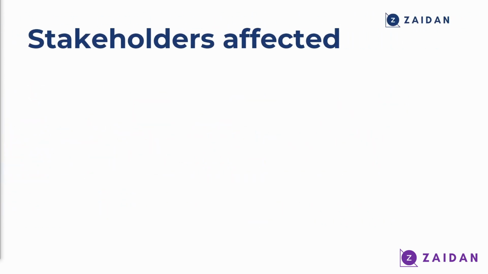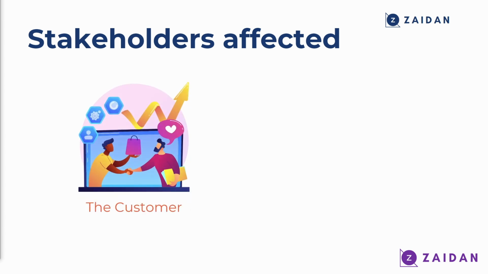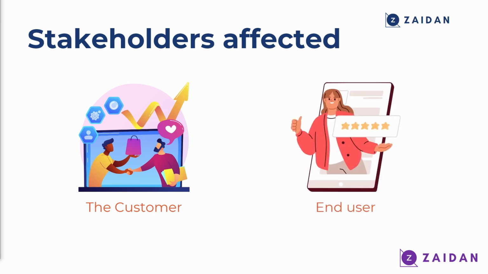Now let's look at stakeholders who are affected by the project. The customer is affected by the project. He receives your handover and the deliverables. The end user, if you are delivering a product, is also affected by the product as he is impacted by it. So he is also a stakeholder.